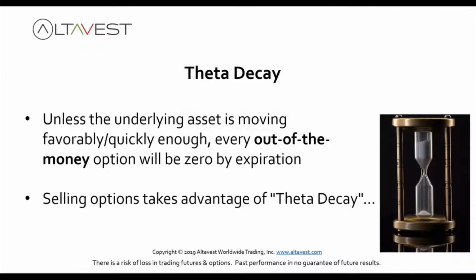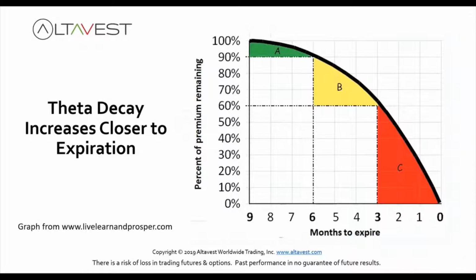Now remember, with theta decay, unless the underlying asset is moving favorably and quickly enough, every out of the money option will be 0 at expiration. So selling options, these credit spreads we're talking about, takes advantage of this theta decay or time decay. And here's what that looks like on a graph. Not meant to be too detailed, but just to get that point across and show that concept visually. But you notice in region C how the percent of the premium remaining starts to really, really fall off more rapidly. So as time compresses, the time value of an option will start to deteriorate more and more rapidly.